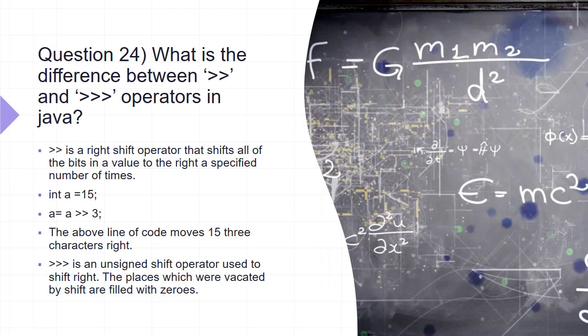Question 24. What is the difference between the >> and >>> operators in Java? >> is a right shift operator that shifts all of the bits in a value to the right a specified number of times. int a = 15; a = a >> 3; The above line of code moves 15 three bits to the right. >>> is an unsigned right shift operator. The places which were vacated by the shift are filled with zeros.